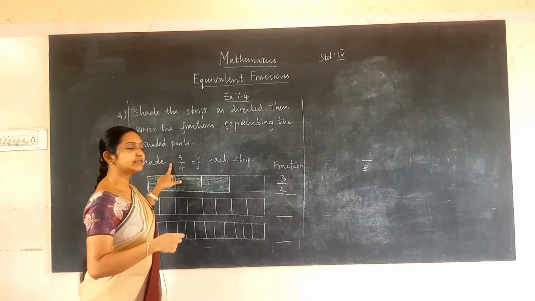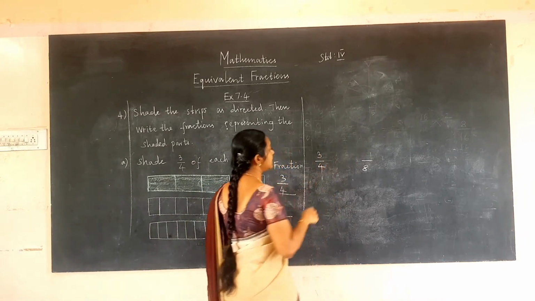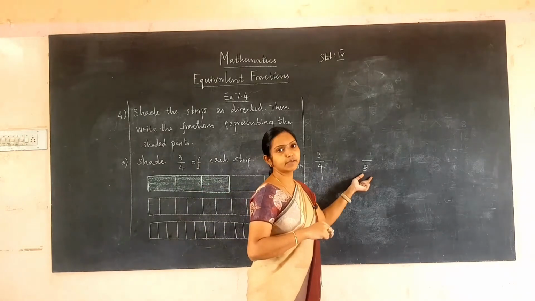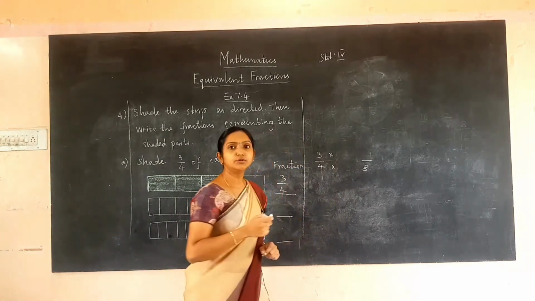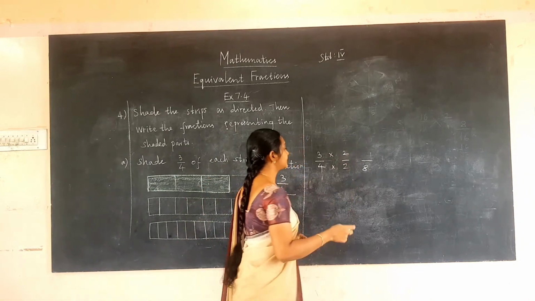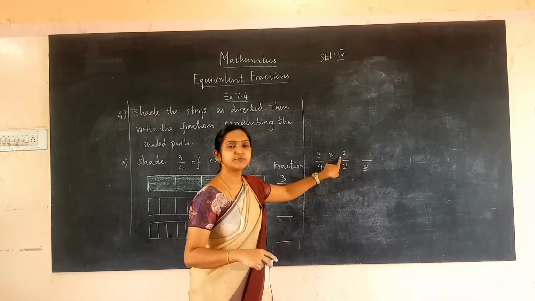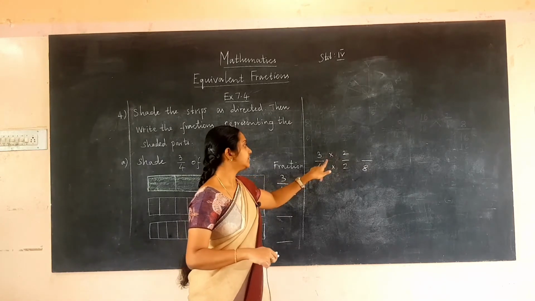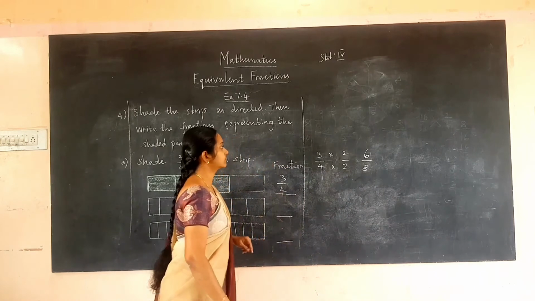We have to shade 3 by 4 of its part. So, we have to find equivalent fraction of 3 by 4. In denominator, we must have 8. So, we have to multiply it by 2 to get 8. 4 into 2 is 8. Again, with the same 2, we have to multiply numerator also for getting equivalent fraction. 3 into 2 is 6.